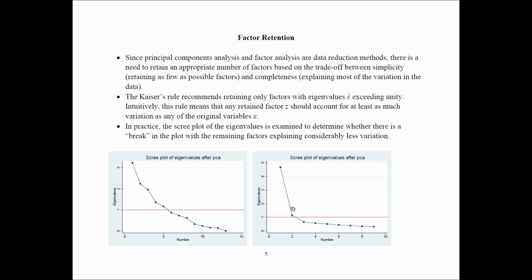Now, in practice, we would need to examine the Scree plot to determine if there is a break in the plot, with the remaining factors explaining considerably less variation, or kind of like an elbow, as they call it. So in this case, look at this one, there's a significant break here between the third and the fourth and the fifth, and these are getting close to 1. So in this case, you may also use the first 3 factors, or try both ways, use 5 and use 3 and see which one is better.